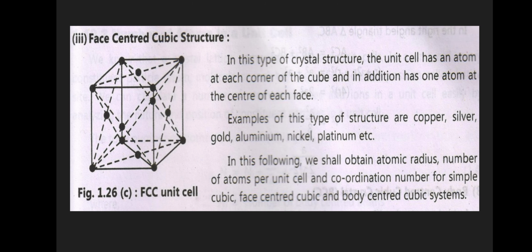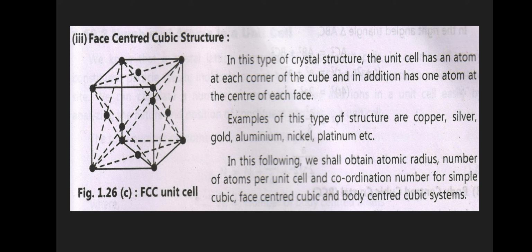Now third type of structure, that is face-centered cubic structure. In this type of crystal structure, the unit cell has an atom at each corner of the cube and in addition has 1 atom at the center of each face.